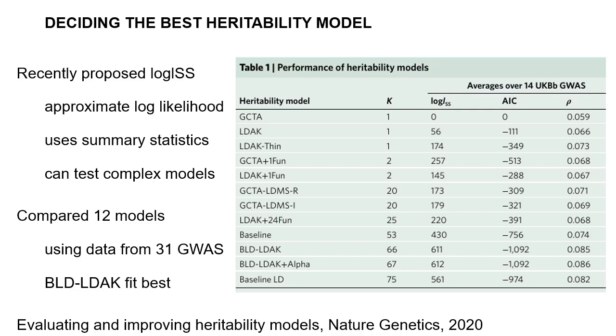First, we compared models based on average log likelihood, but also based on the average AIC, which discounts the log likelihood based on how complex each of these models are. On both measures, the best performing model was this BLD-LDAC model. We also proposed a new model. We've called it the LDAC thin model. It's just a simplified version of the LDAC model, and that was the best performing of the simple heritability models. So now we recommend, where possible, all analyses use this BLD-LDAC model, but some analyses do require a simple heritability model, in which case we recommend using this LDAC thin model.